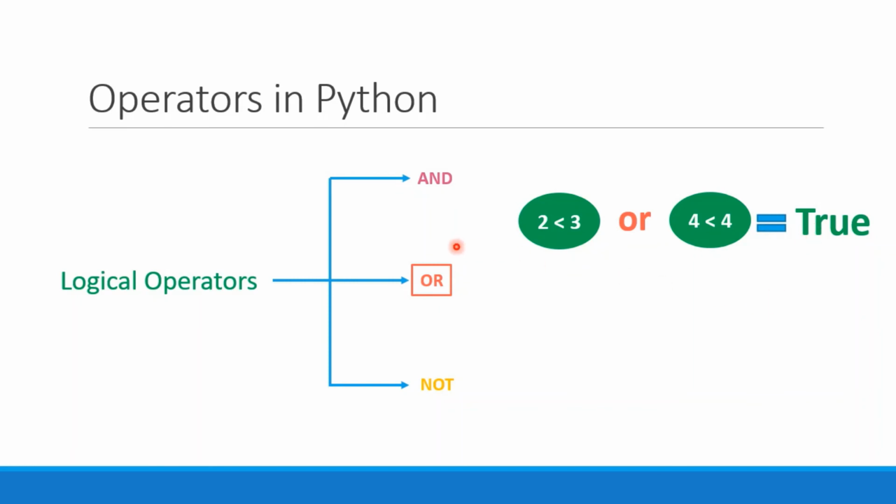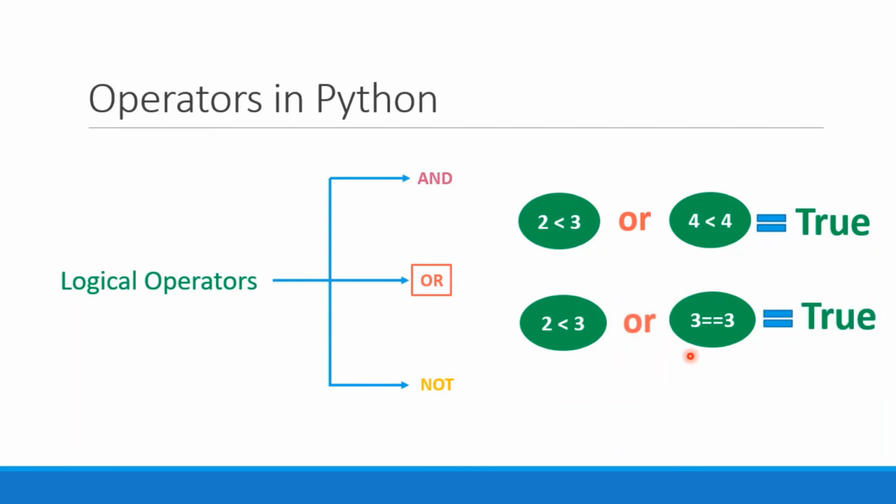Let me show another example. I have 2 is less than 3, and then 3 is equal to 3. Here both conditions are true. In the first example, you saw that only one condition was true, so OR gave you a true answer. Here both conditions are true and I am going to use OR here. It will give me the answer true because OR only checks for one condition. If one condition is true, it will give you the answer as true.